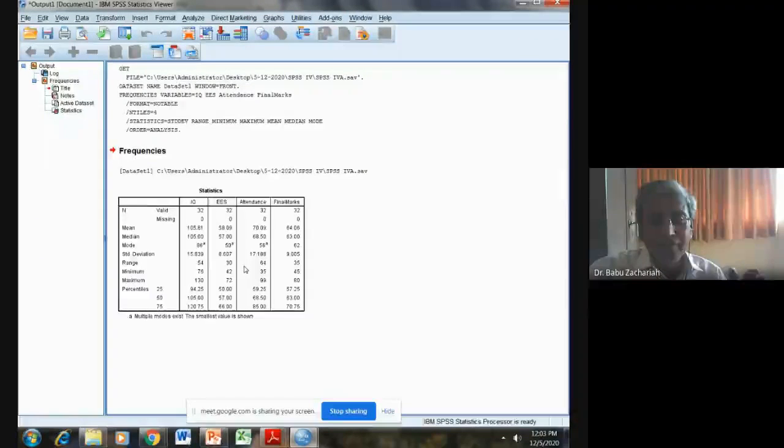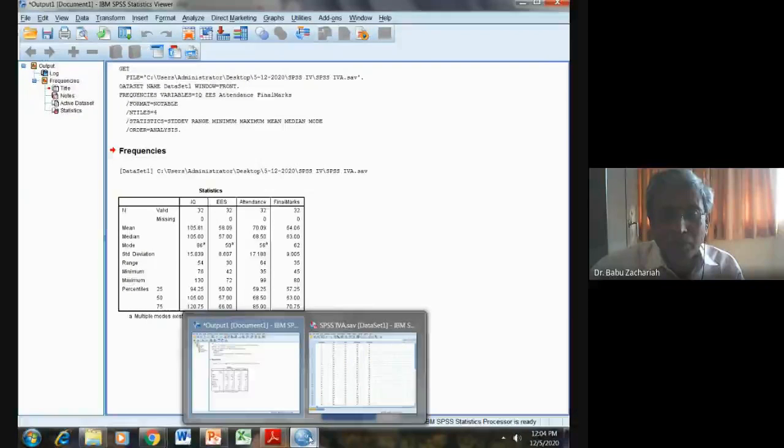So it has written out the answers. On the left side, it has given the labels. In the next column, for IQ, the corresponding values. Then entrance examination score, the corresponding values. Attendance, the corresponding values. Final marks, the corresponding values. So it is quite an easy procedure.